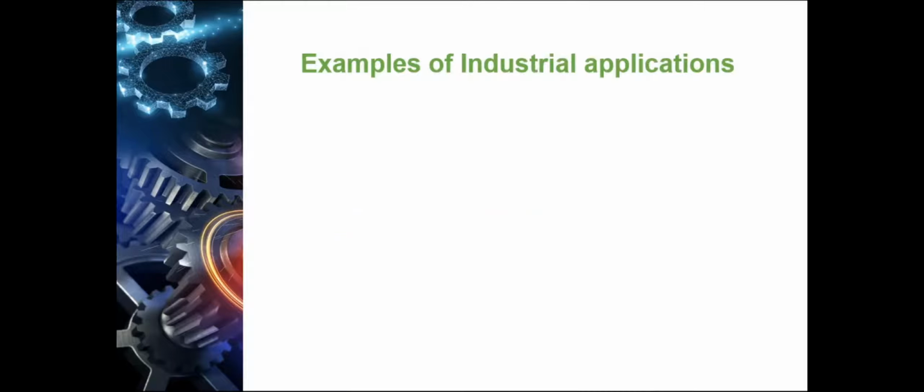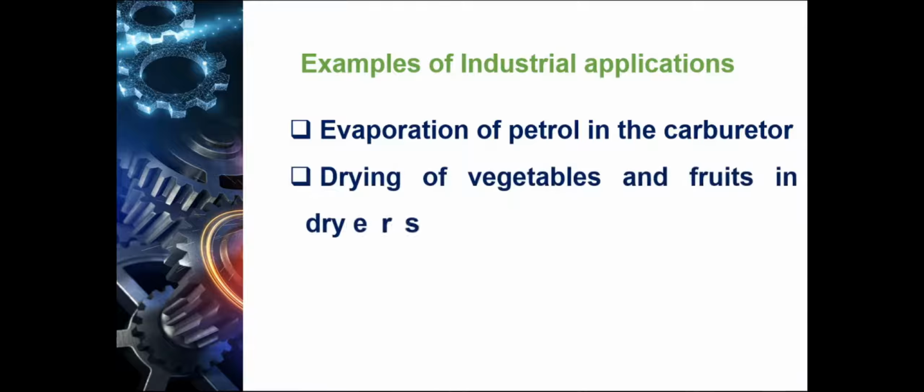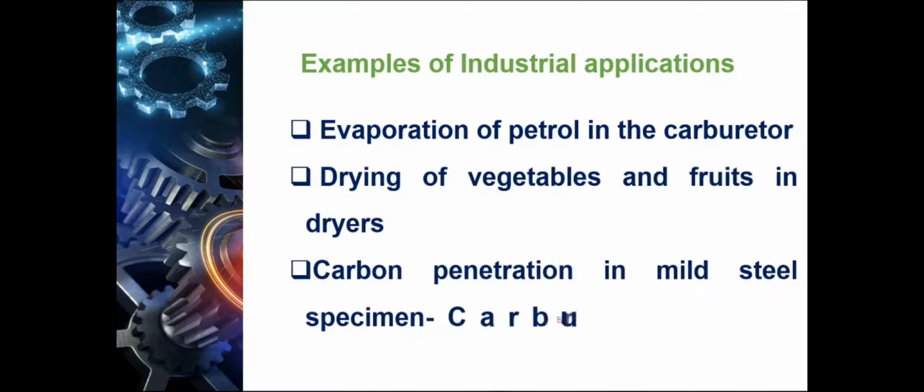Then we move on to the mass transfer which happens in our actual industrial applications. That is evaporation of petrol in the carburetor, drying of vegetables and fruits in dryers, and carbon penetration in a mild steel specimen during the carburizing process. These are some typical examples where mass transfer happens in our industrial applications.